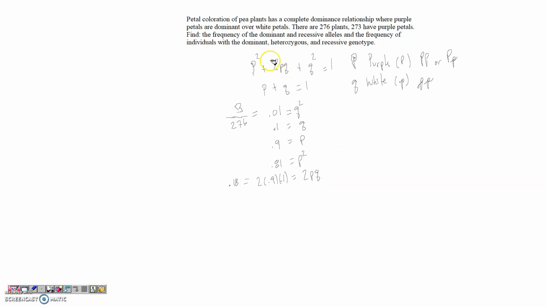So to answer your question here, if we go back to the top, the frequency of the dominant allele is going to be 90%, or 0.9. The frequency of the recessive allele will be 0.1, or 10%. The frequency of individuals with the dominant homozygous genotype will be 81%, or 0.81. And the frequency for the heterozygous will be 0.18 or 18%, and the frequency for the recessive genotype is going to be 1% or 0.01 of the population.